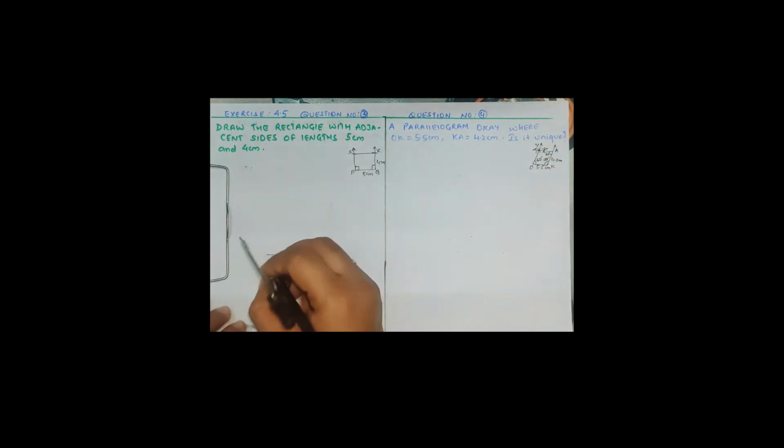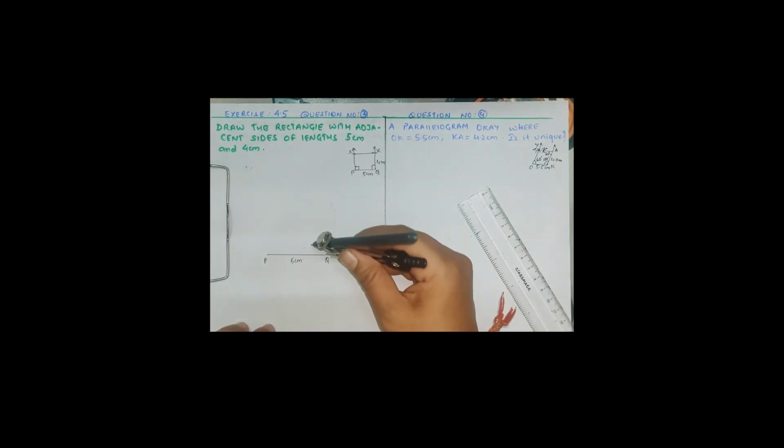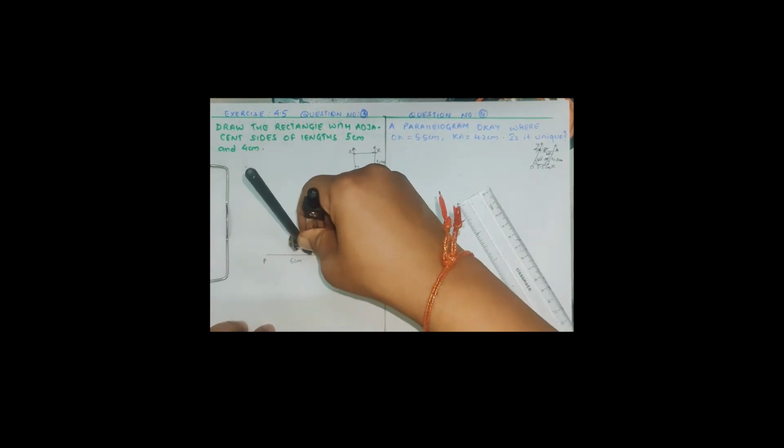You can label the name according to your choice. I have named it as PQRS. So it is PQ 5 centimeter. At Q you need to draw the ray QX such that angle PQX is equal to 90 degree. Like this. 90 degree is very simple.